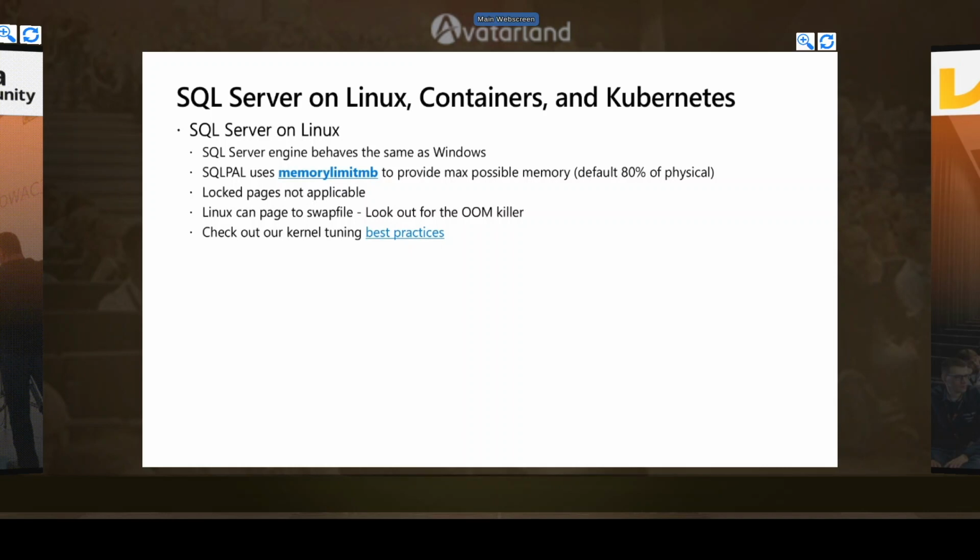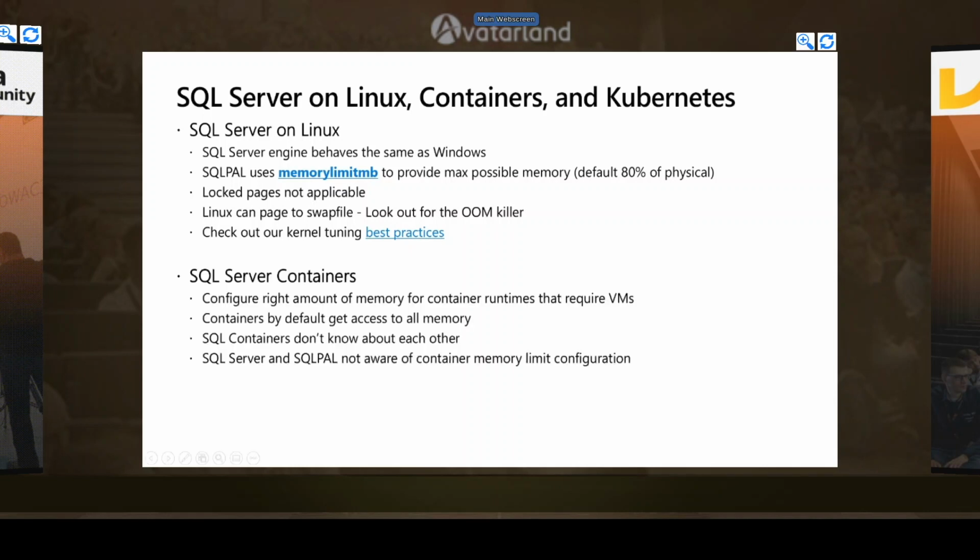But there are working set trim problems. Linux can page memory to what's called a swap file in Linux. And in fact, Linux has a different behavior called the out of memory killer, OOM killer, where it can kill processes because of huge memory pressure. So if you see that, that's a unique behavior to Linux. We have kernel tuning best practices that you can see in the documentation to help avoid those scenarios.